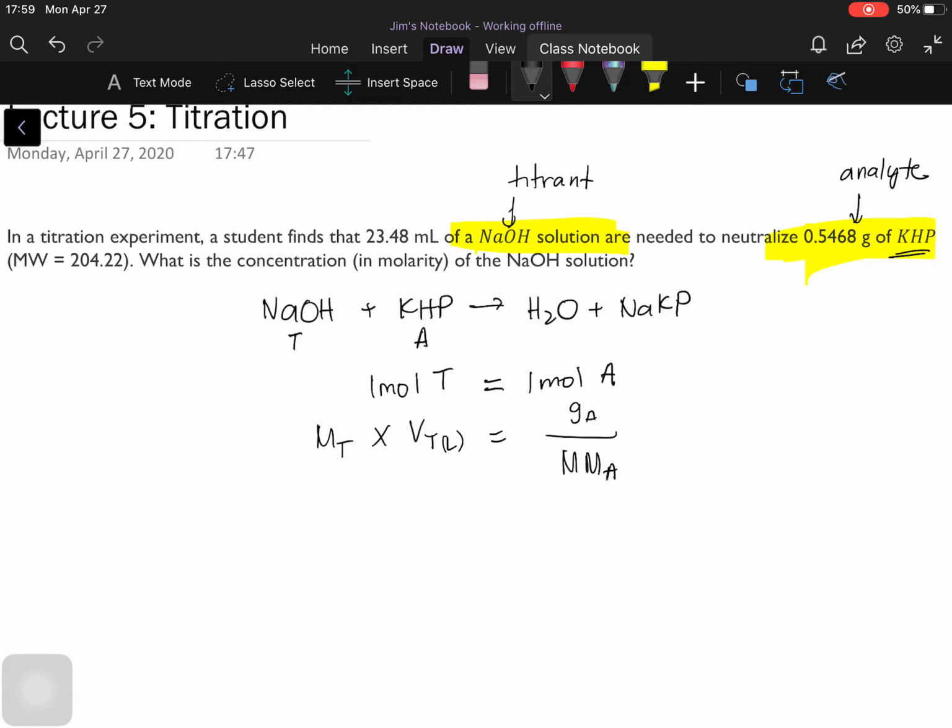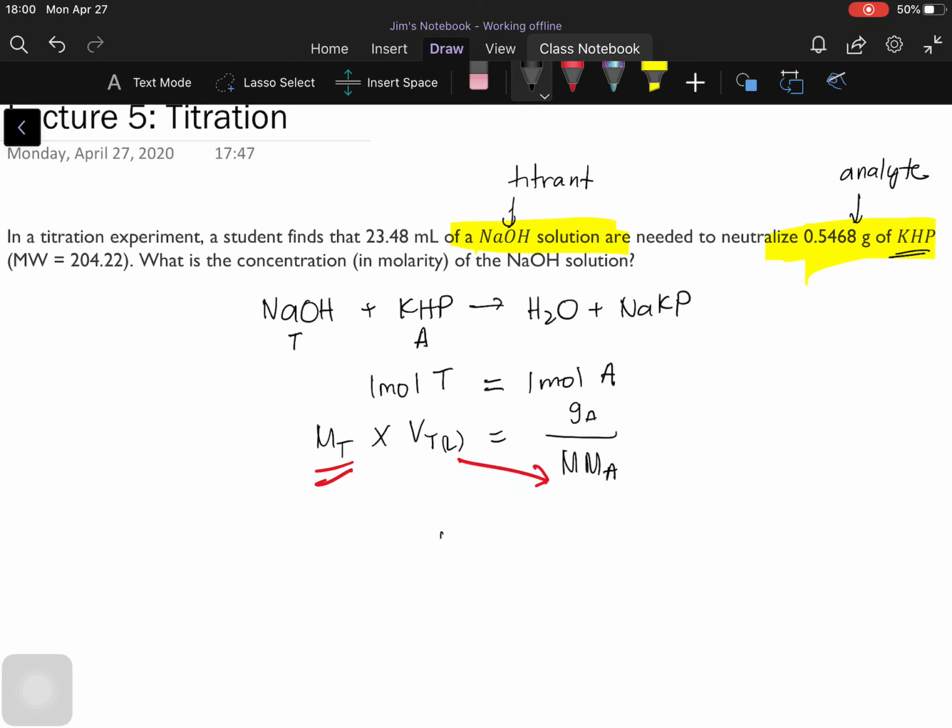Then, according to the problem, we have to calculate the concentration of sodium hydroxide. Looking at the equation, this is the molarity of your titrant, or the molarity of your sodium hydroxide solution. So all we have to do is cross multiply the volume term down.